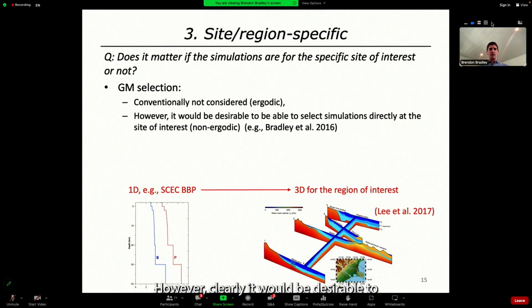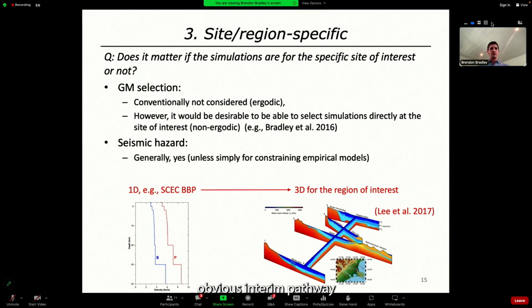However, clearly it would be desirable, even if we don't believe in an absolute sense the distribution of intensities predicted from simulations, to be able to go to a lookup web tool, enter your latitude, longitude, for example, in the San Francisco Bay Area, download tens, hundreds, thousands of ground motions that have been recorded at your site from many different sources, and then check the spectrum compatibility of those. And that would be one obvious interim pathway.